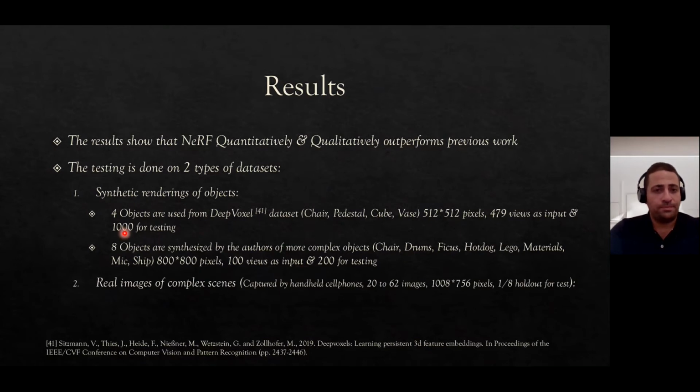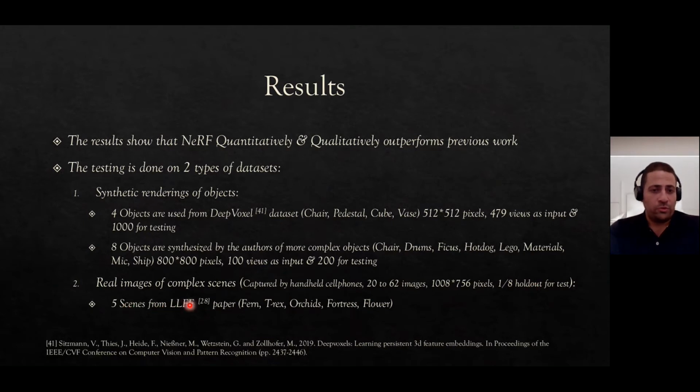Now, the second type of dataset is real images for complex scenes. These are images captured by smartphones. They are 20 to 62 images for each scene. They are 1,008 times 756 pixels, this is the resolution, and they use 1/8 of the images as a holdout for testing. 5 of these scenes were from the local light field fusion paper that we discussed in the related work section, and 3 scenes that they captured by themselves.